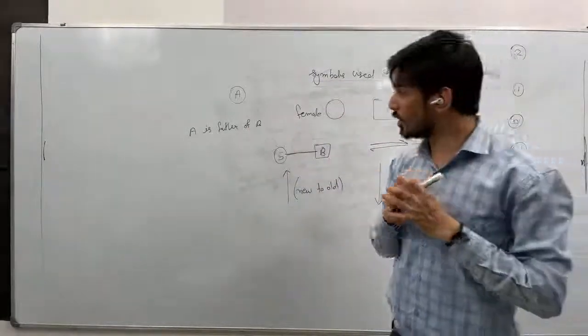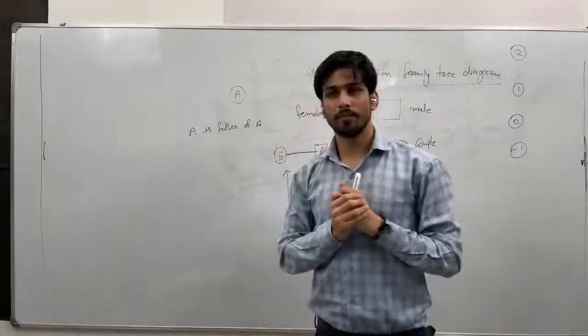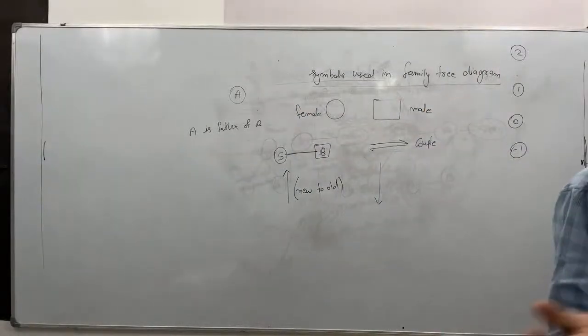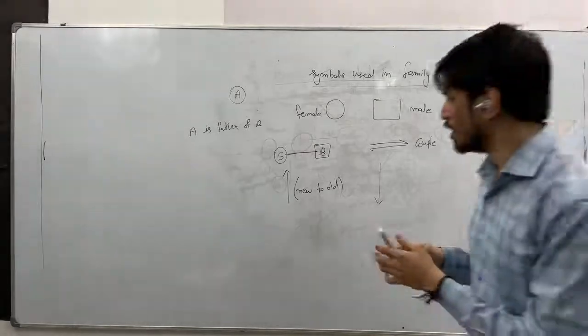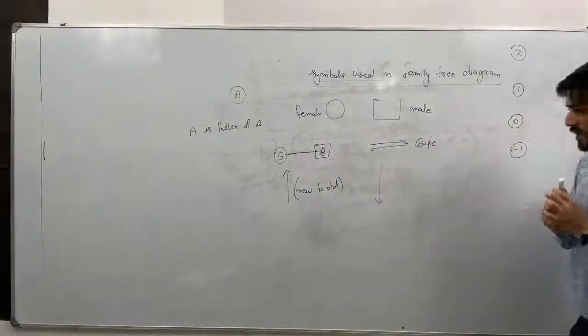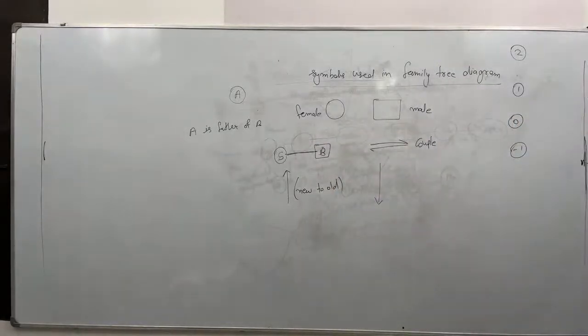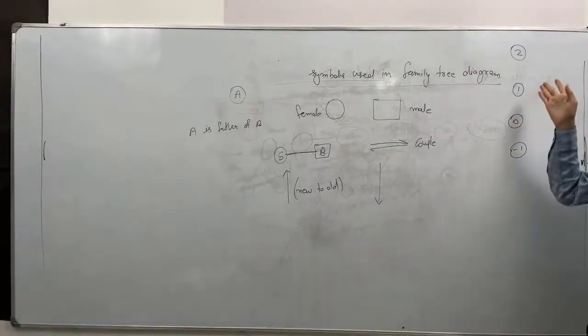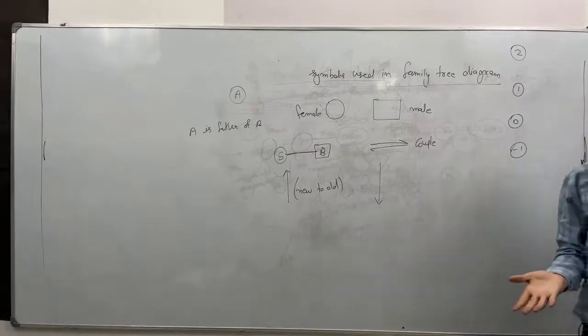So from here, can you tell what is the gender of A? Male, right? But what is the gender of B? We don't know, right? It can be male also, it can be female also. Or likewise, here we see, let's say someone from the older generation wants to call someone in the new generation. Let's say someone says P is my daughter, right?